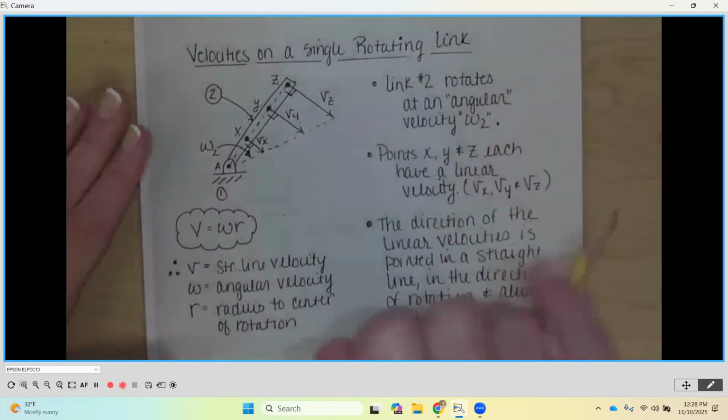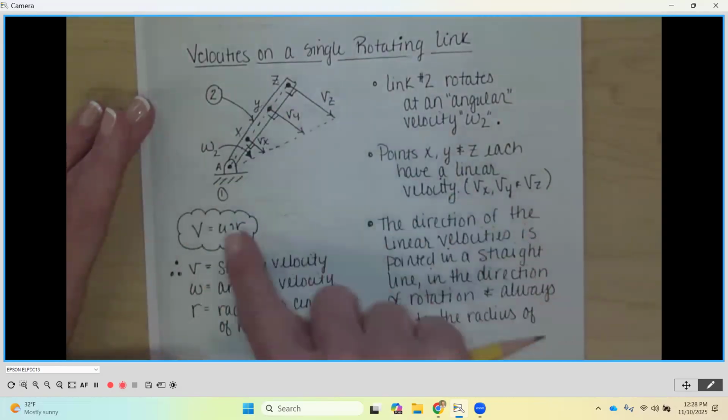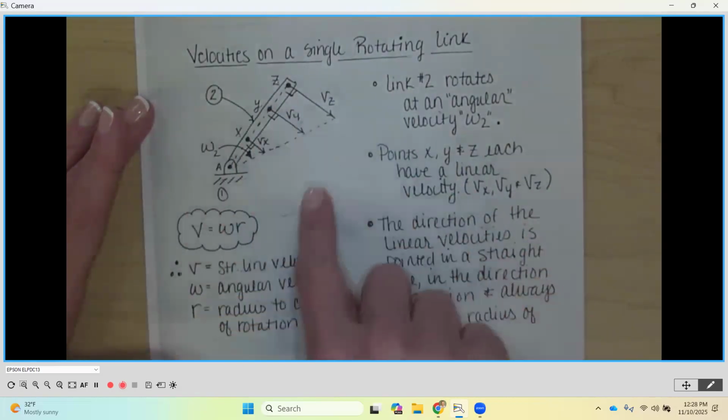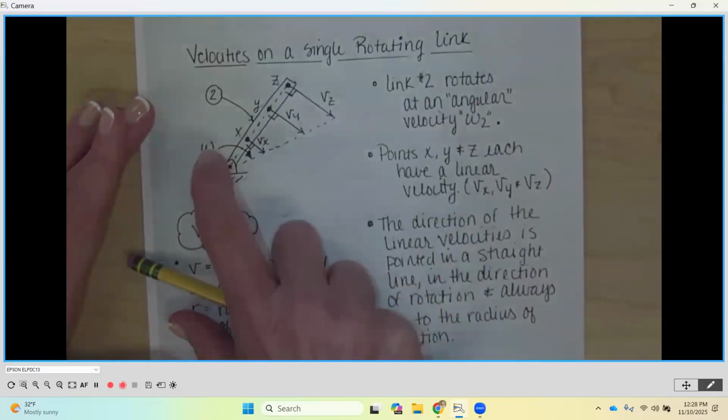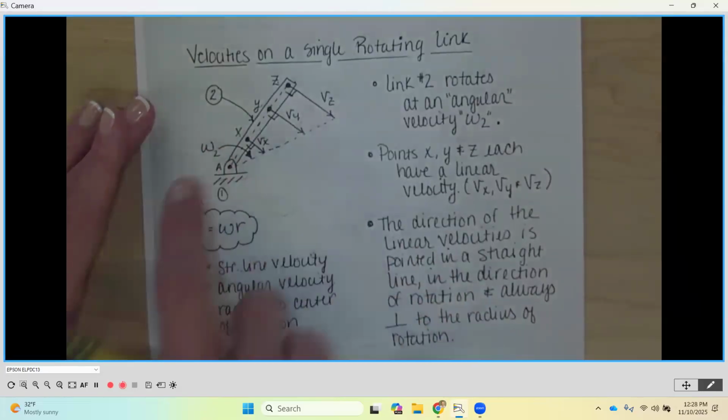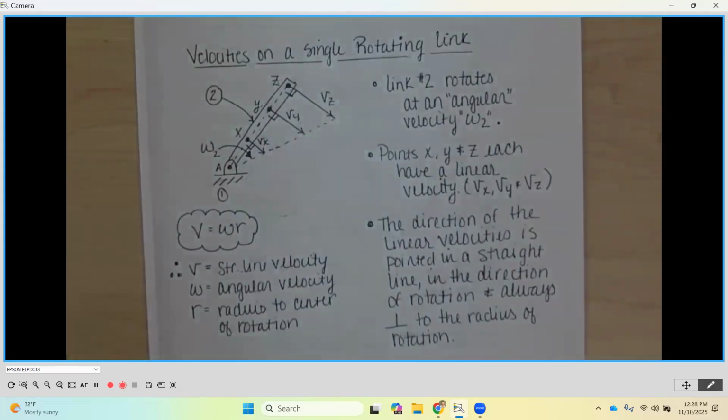Now, what that means is that link is rotating about that center at this rate. That rate of W is going to be in revolutions per minute, radians per second, those types of units, which I'm sure you've come across in the past. And we'll expand on that.